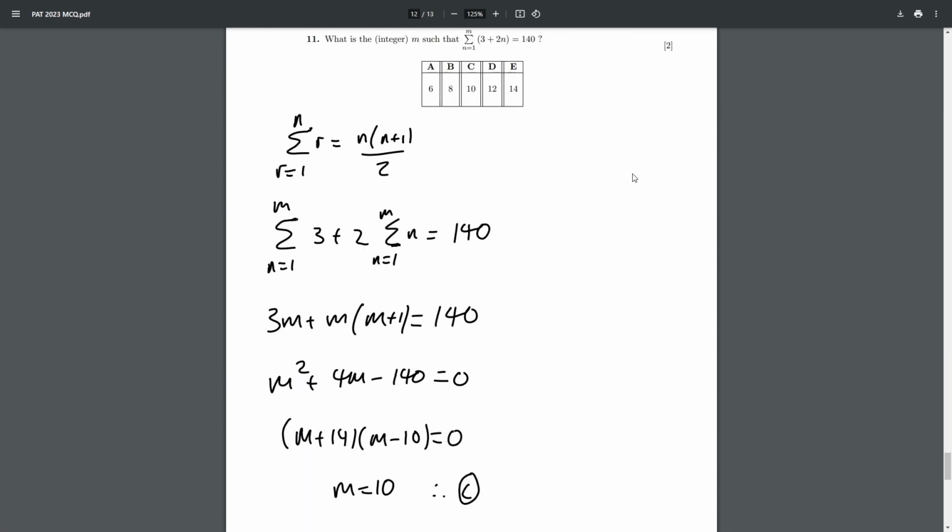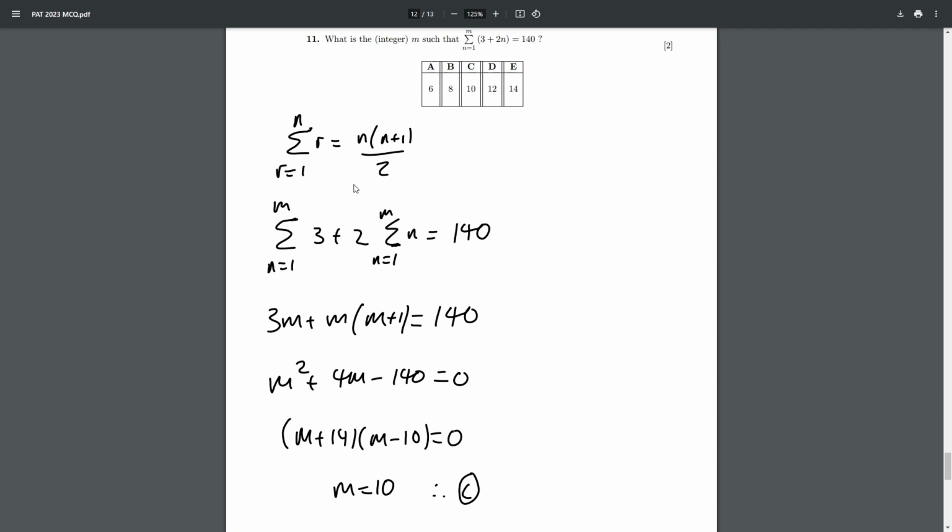11. What is the integer m such that the sum from n equals 1 to m of 3 plus 2n is 140? So there's two ways we can do this. We can split our sum up into the sum from 1 to m of 3 plus 2 times the sum of n from 1 to m of n. Or you could evaluate the first term, the second term up to m, and you'd see it's an arithmetic sequence. But I've split it up here and I've used the standard results.